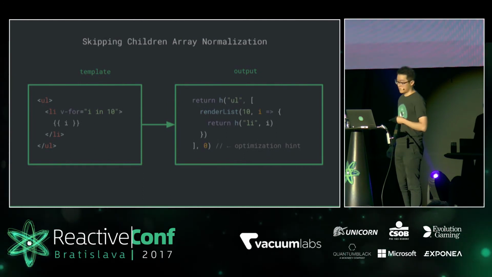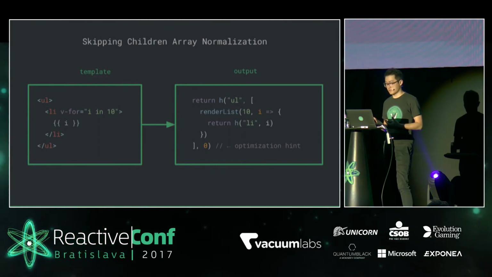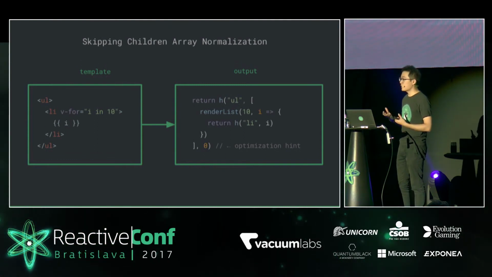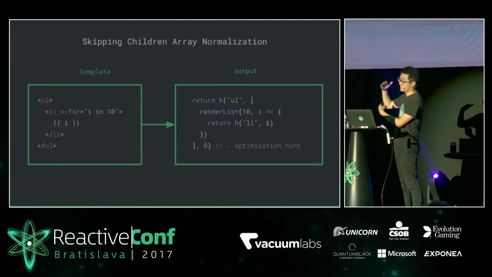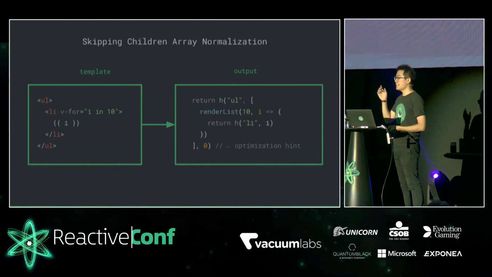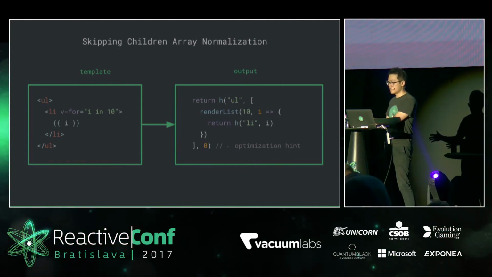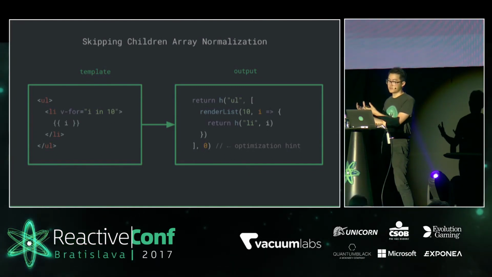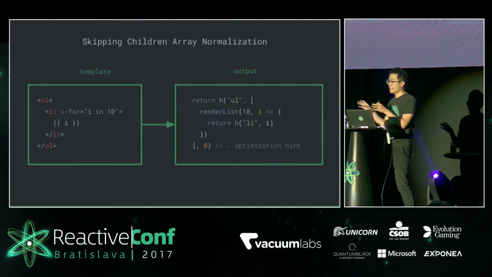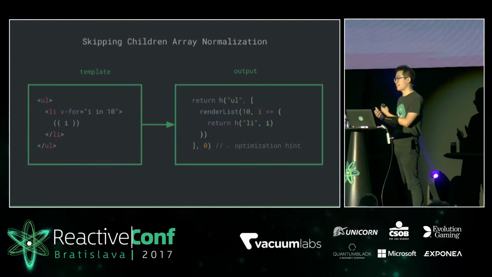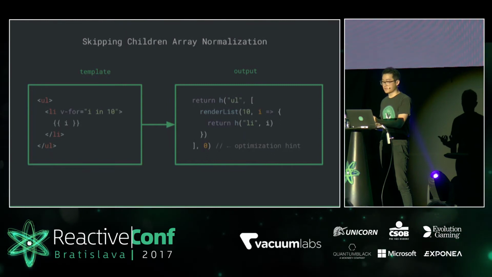And then there's a thing called skipping children array normalization. If you use JSX or render functions, we know that you can return an array as children of another element. So the result is each virtual element can have a children array that has nested arrays inside of it. It is necessary for the virtual DOM runtime to flatten the children array in order to perform proper diffing. Or if you don't flatten it, then you have to cater for the nested array scenarios in your diffing algorithm, which also results in runtime cost.